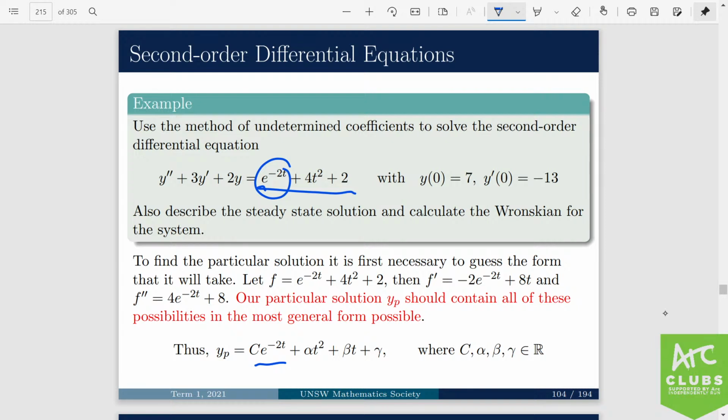c times e to the minus 2t. So it still needs to be minus 2t, sorry. Still needs to be that, but we find the generality by putting the c at the front. And then here we see we have a degree 2 polynomial of t, and then we put this here as the most general form of that degree 2 polynomial. So this is then our particular solution for y.